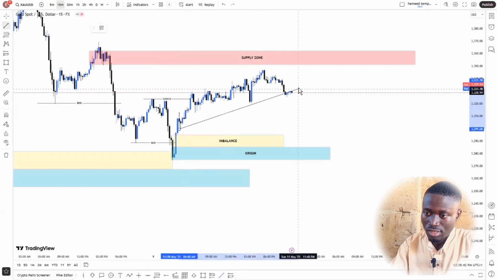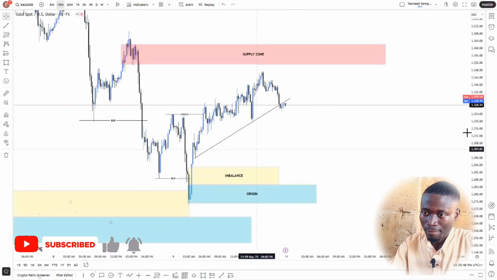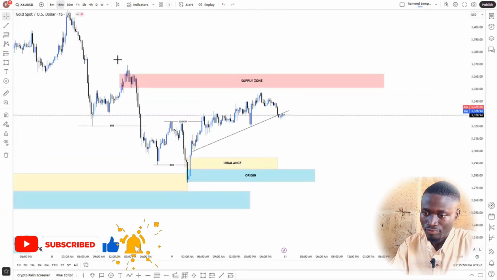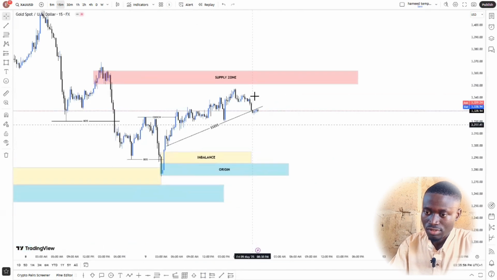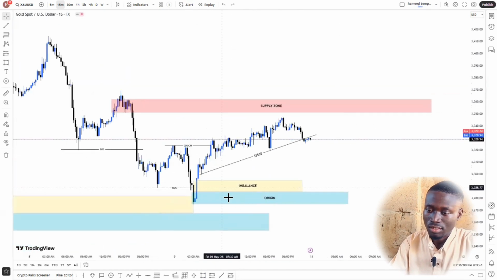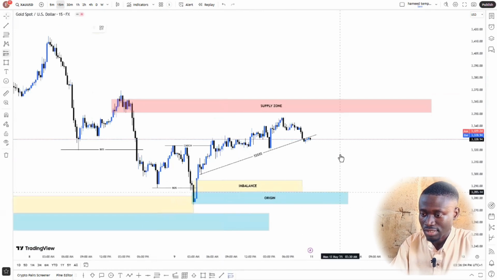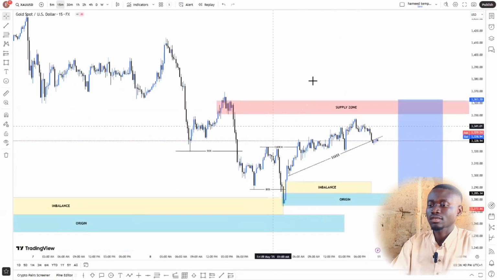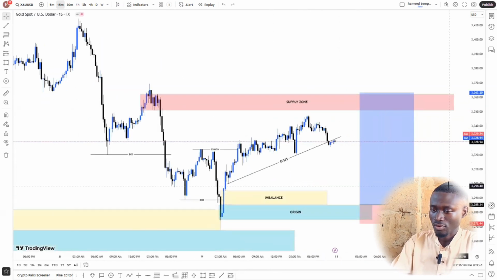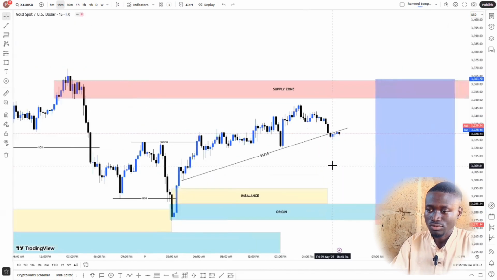liquidity here. So we can have this liquidity here. So I have this liquidity here. So this is my imbalance, this is my origin. So my setup will be like this. Okay. So this is my setup for XAU USD. My setup for XAU USD.